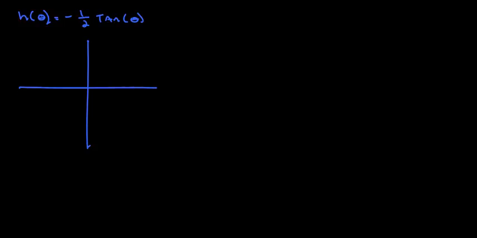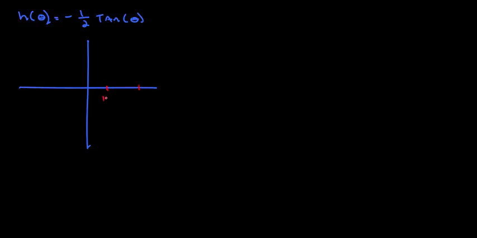So our example here is h of theta is equal to negative 1/2 times the tangent of theta. So what we'll do is we'll just get a general idea of what the graph looks like. So we'll go ahead and plot this guy out for a couple of cycles. So I'm going to label my asymptotes here.